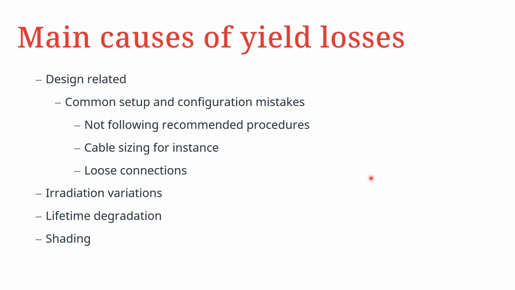These usually come from common setup and configuration mistakes by the installers, not following recommended procedures in the design manuals, per se. Cable sizing, for instance: if cables are not properly calibrated or configured for particular installations, this could, of course, lead to yield losses. Loose connections, where we have partial contacts. We also have situations that emanate from irradiation variations, lifetime degradation, and, of course, shading.